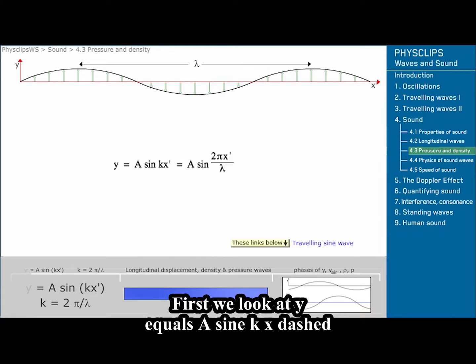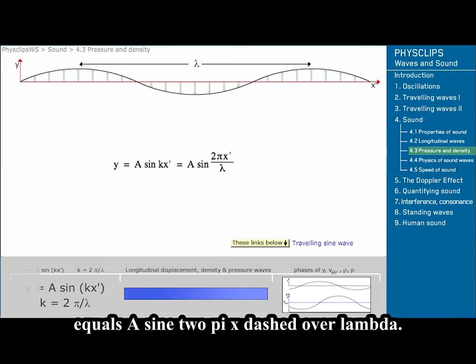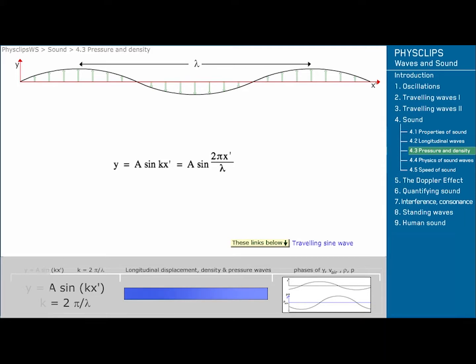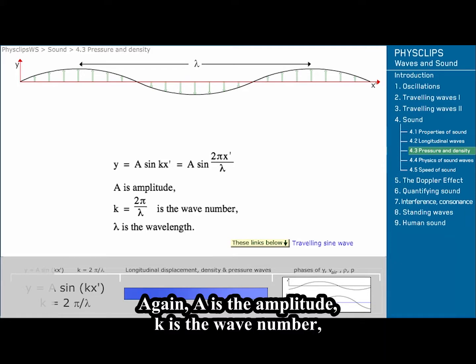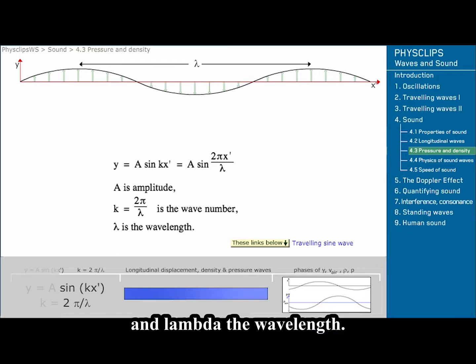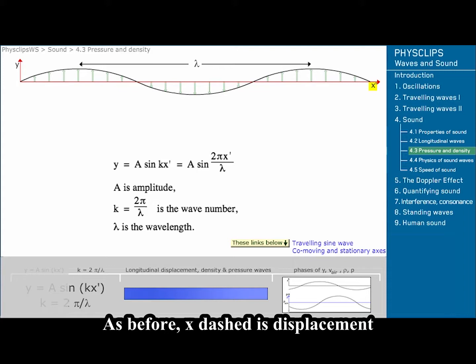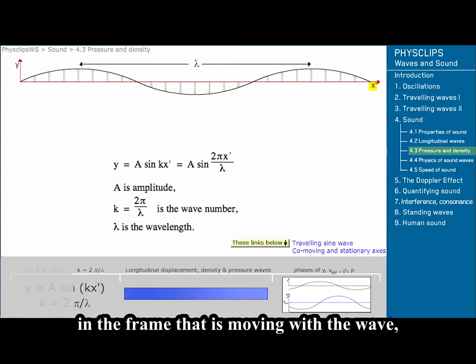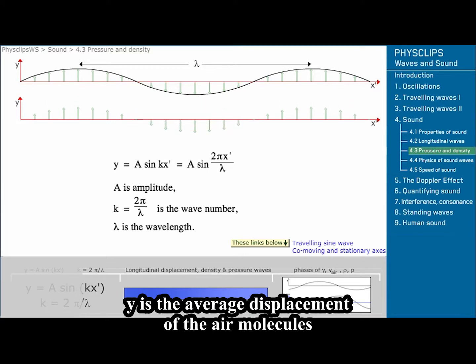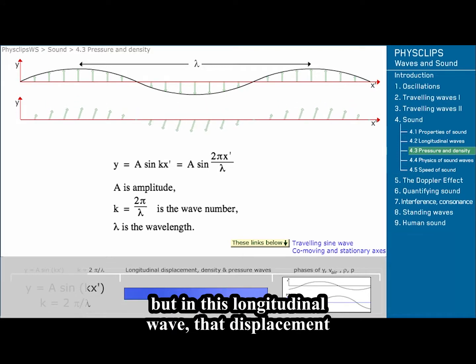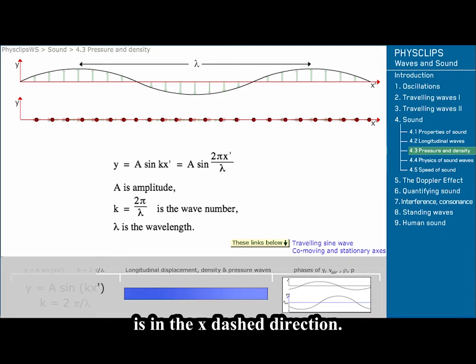First we look at y equals a sine kx dashed equals a sine 2 pi x dashed over lambda. Again, a is the amplitude, k is the wave number, and lambda the wavelength. As before, x dashed is displacement in the frame that is moving with the wave. y is the average displacement of the air molecules, but in this longitudinal wave, that displacement is in the x dashed direction.